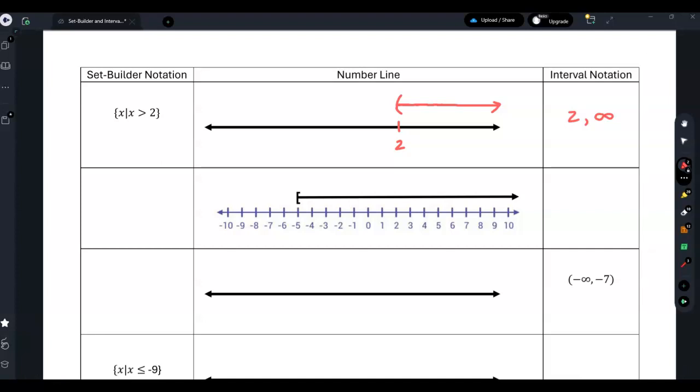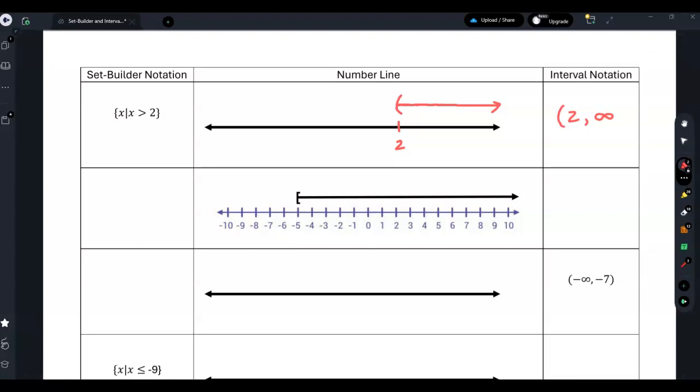So this is what interval notation looks like, is you're just saying, I'm going to say it's the interval from, I'm going to put my starting point and then a comma and my ending point. So this is the interval from 2 to infinity. And then we put symbols around that, either parentheses or brackets. Since we were not including 2, we would use a parentheses.